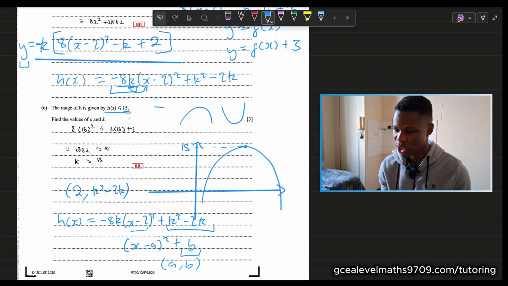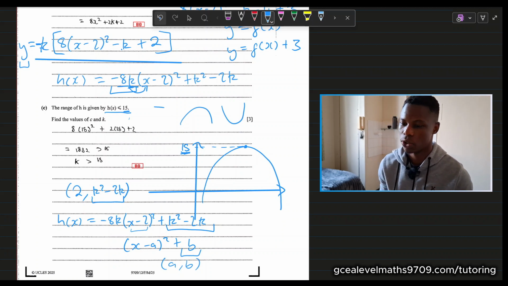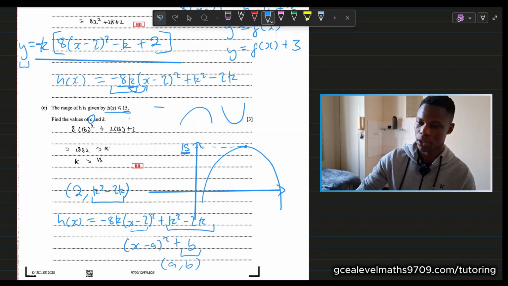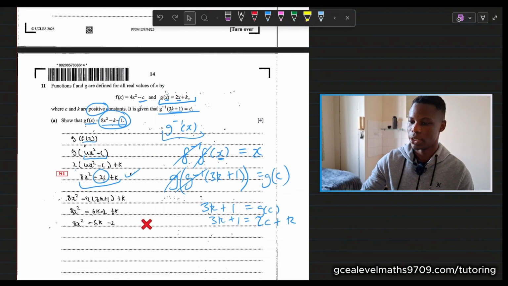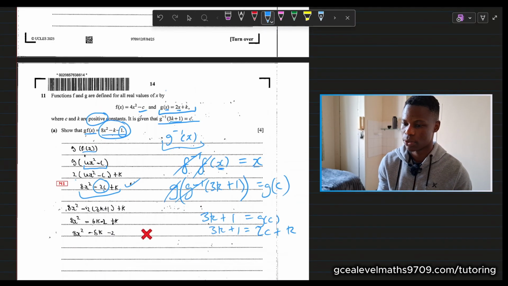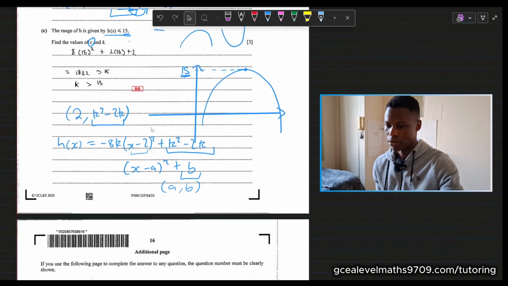But notice that we know what the y value is at the turning point. We know that it's 15. So in other words, this k squared minus 2k has to be equal to 15. So that's how you then find your k. Equate k squared minus 2k to 15 and solve your quadratic equation. As for c, you would have created some sort of equation for c in part A when you were eliminating your c to get 8x squared minus k minus 1. And that would be the paper.